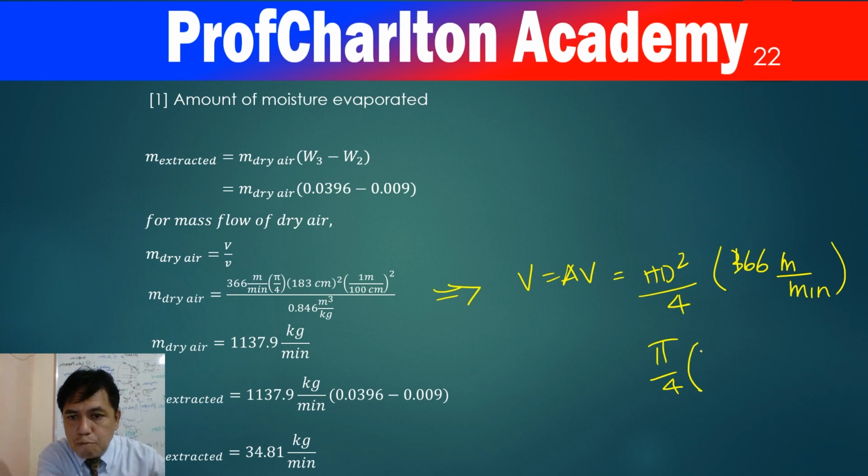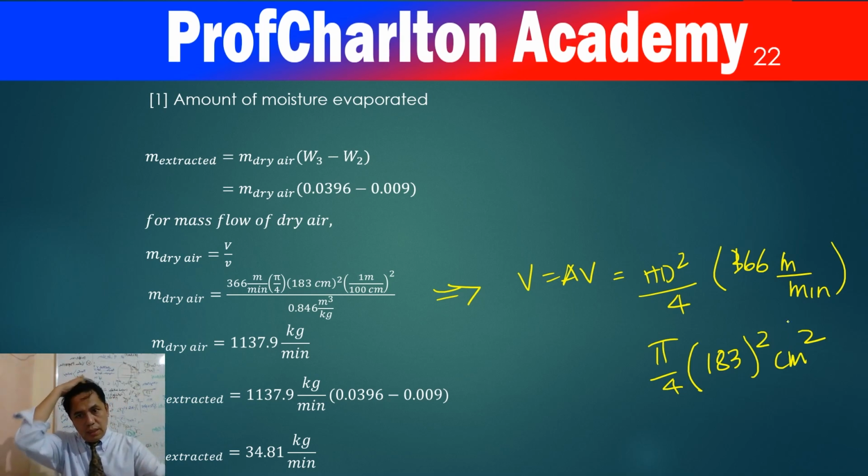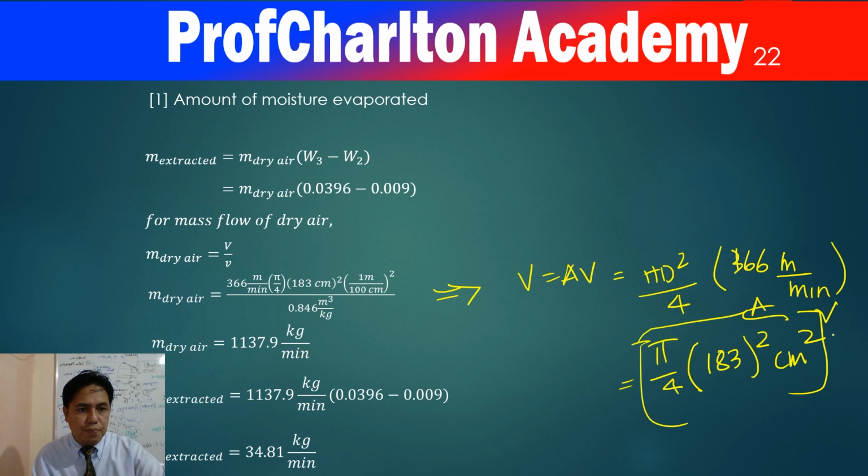Okay, so pi over 4 d. What is d? It was given that 183, right? Square then centimeter square. Okay, so pi over 4 times 183 square then centimeter square, right? And then that's the area. We will have an area, and then we will multiply with the velocity. So area then times velocity, which is what is this? 366, right? 366 meter per minute.